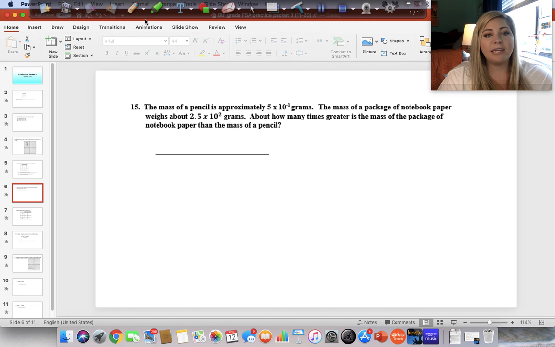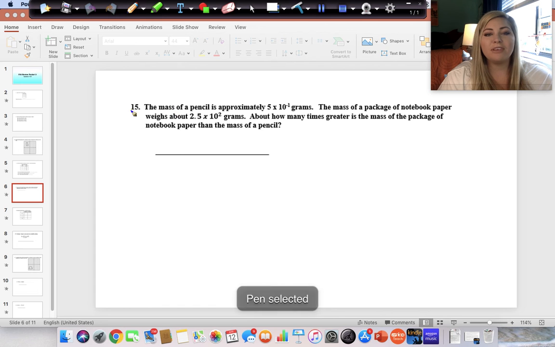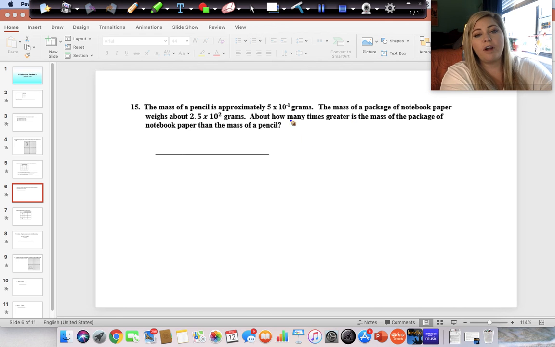Okay, number 15, it says the mass of a pencil is approximately 5 times 10 to the negative first grams. The mass of a package of notebook paper weighs about 2.5 times 10 to the second grams. About how many times greater is the mass of the package of notebook paper than the mass of the pencil? If we're finding out how many times greater something is than something else, we're dividing. So we're going to take 2.5 times 10 to the second grams and divide that by 5 times 10 to the negative first grams.